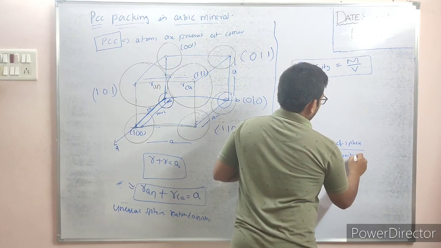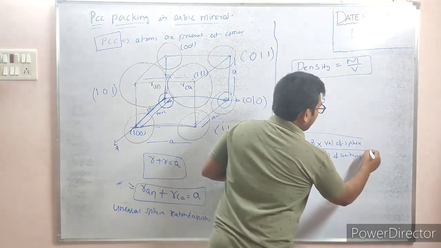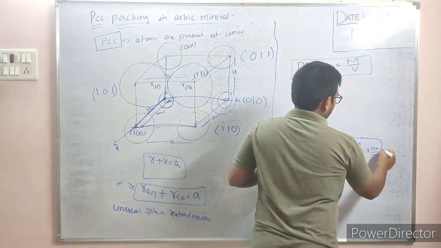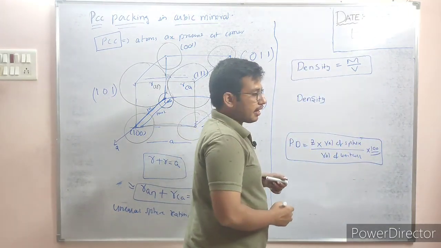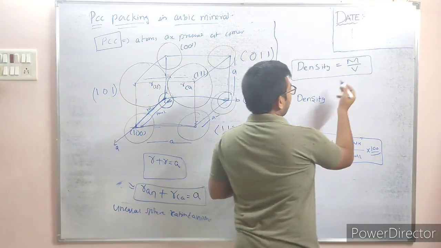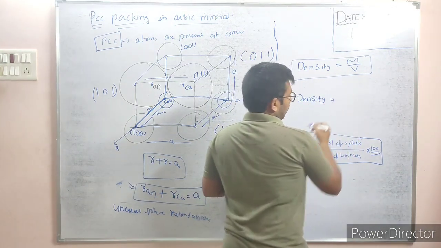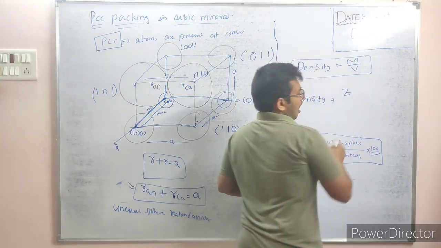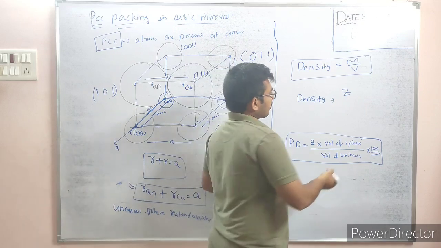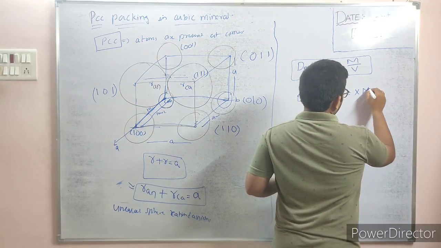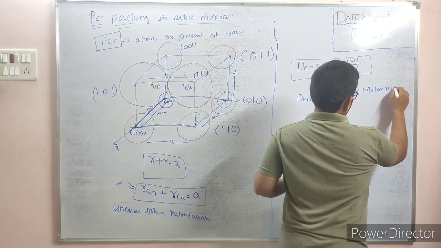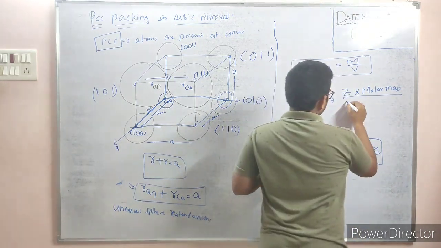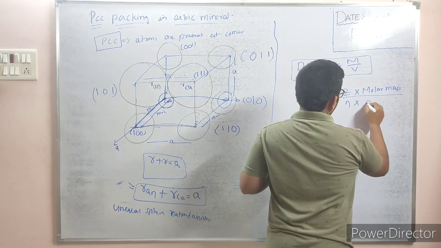This is the actual packing density formula, multiplied by 100. I forgot to write the 100, and it is very important because it comes under percentage. Packing density. Density, if it is not given, you can write as Z, the effective number of atoms, into molar mass, upon Avogadro number, which is N, into a cube.